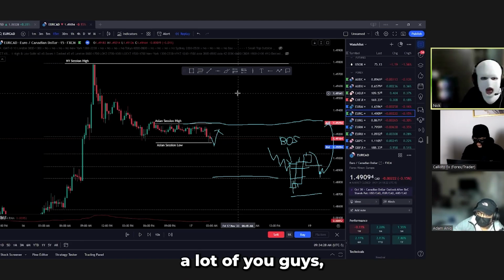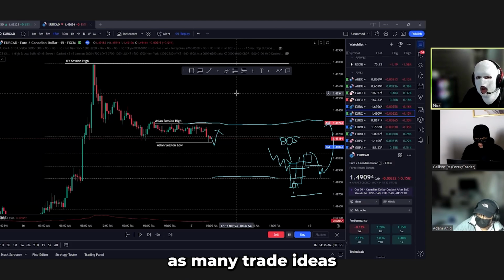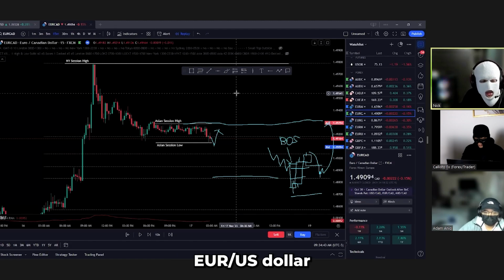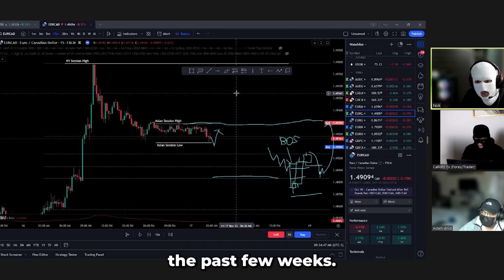I'm glad that a lot of you guys here are starting to use these Asian session high and low, but I do note that in the recent 2-3 weeks, you don't see as many trade ideas that come out of, let's say Euro US dollar, GP US dollar, GJ, or even gold. Because understand that the past 2 weeks for these pairs, they've been super trending.